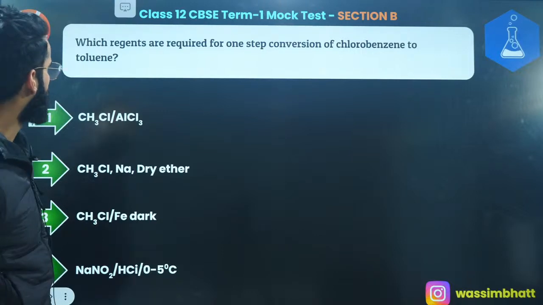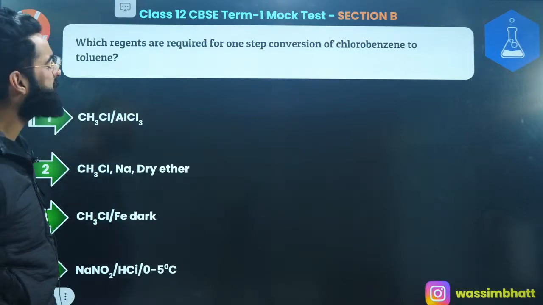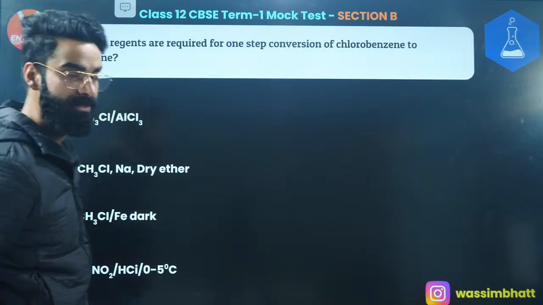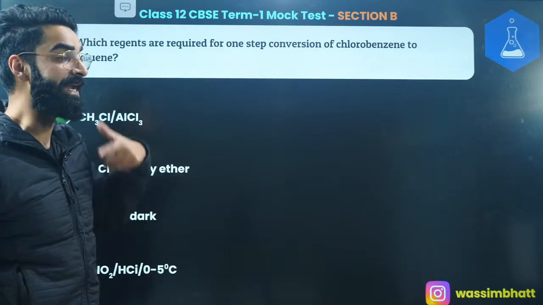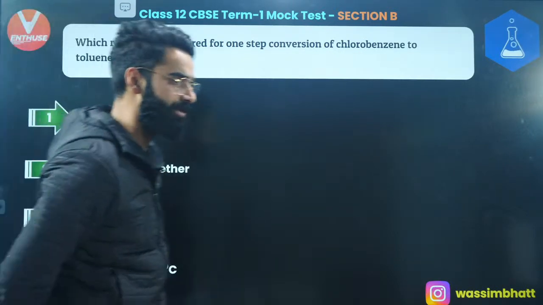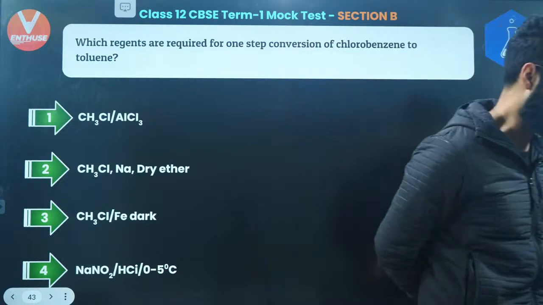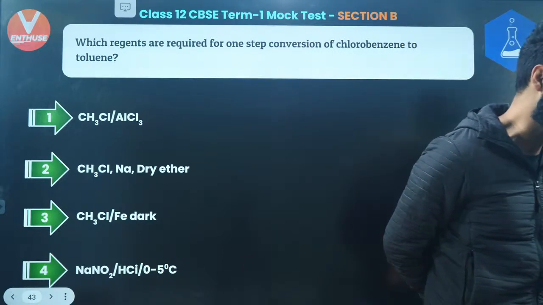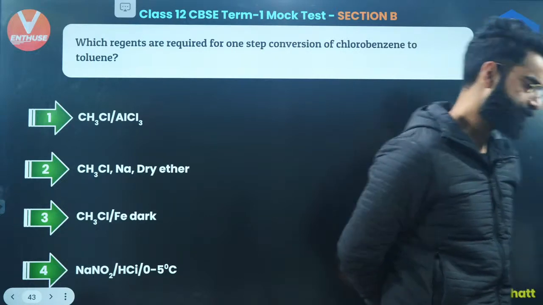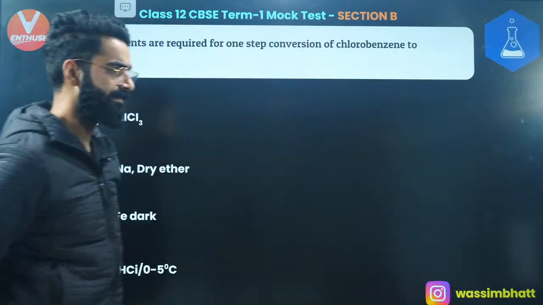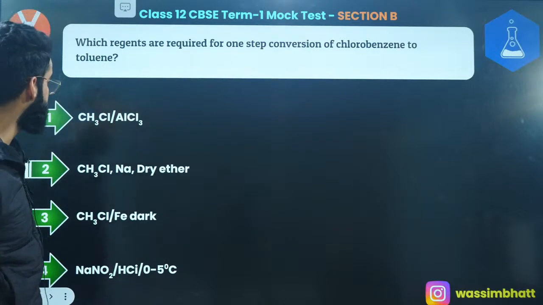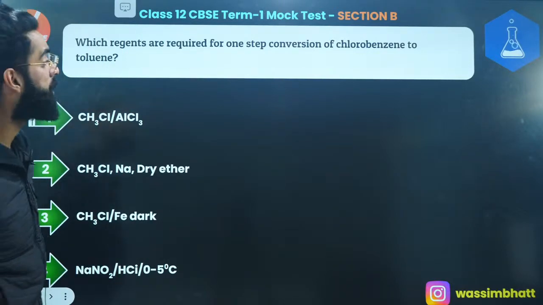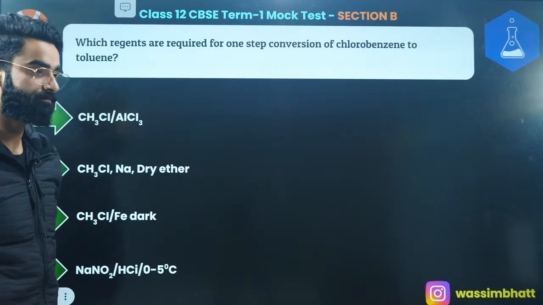Wonderful. Okay, which reagents are required for one-step conversion of chlorobenzene to toluene? So we are converting chlorobenzene into toluene in one step. Which reagent you are going to use? Yes, Arumugam. You have to practice exactly the NCERT exemplar. Absolutely. Which reagent you guys are going to use for the one-step conversion of chlorobenzene to toluene?